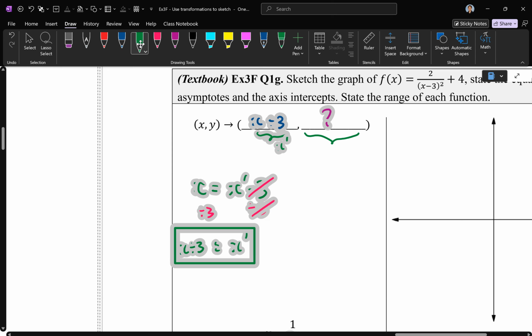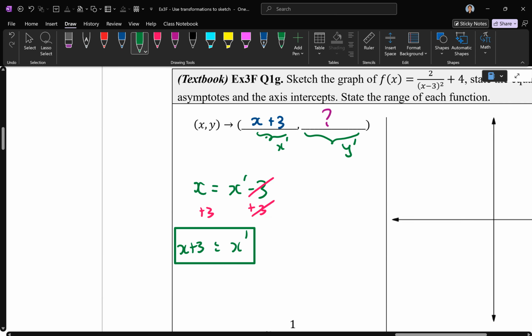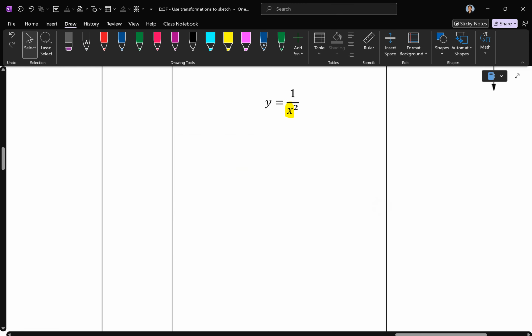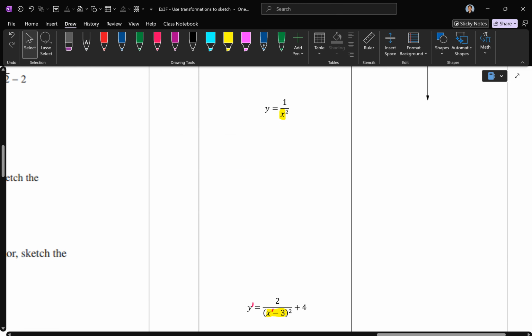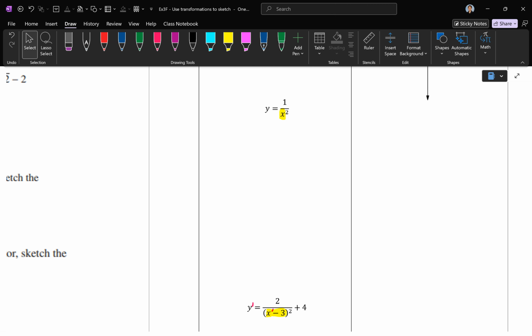I need a y transformation now. So I need, what is y dash equal to? So same thing. We go back and we have a look. This is your original y. I need a 1 there. It's not a 1. So that 2 does not belong here. That belongs with the y transformation. So I need to bring it over. That plus 4 is not existent. So that must be with my y transformation. So you're going to move everything across.